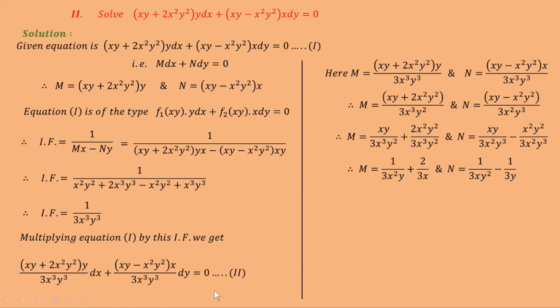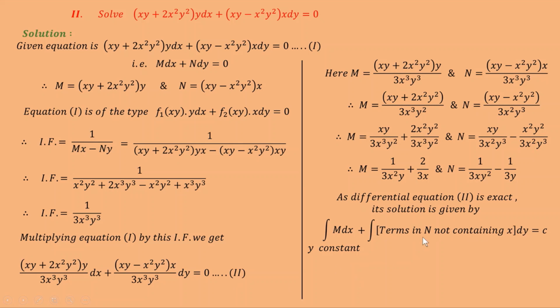As this differential equation is exact, its solution is given by integration m dx keeping y as a constant plus integration terms in n not containing x dy equal to constant c. Now put the values of m and n here, and so we get integration of m, which is 1 upon 3x square y plus 2 upon 3x dx keeping y as a constant plus integration. Now see, n contains two terms. The first term contains x, so don't write the first term, rather only the term which doesn't contain x, that is minus 1 upon 3y dy equal to c.